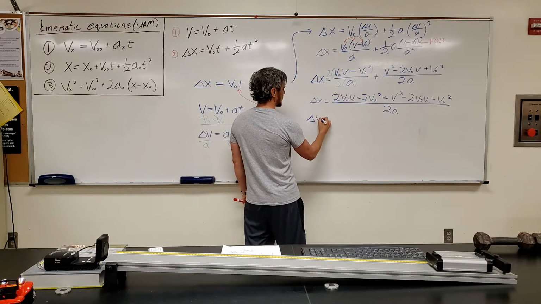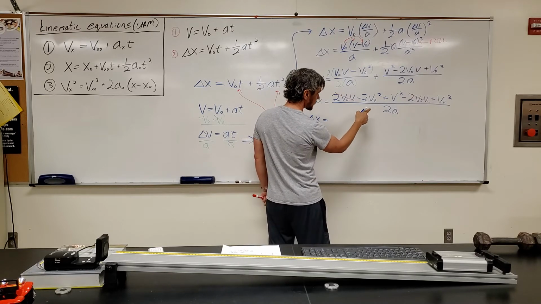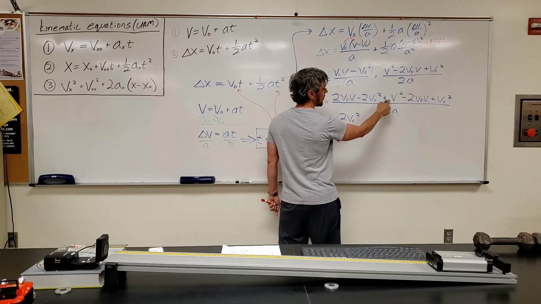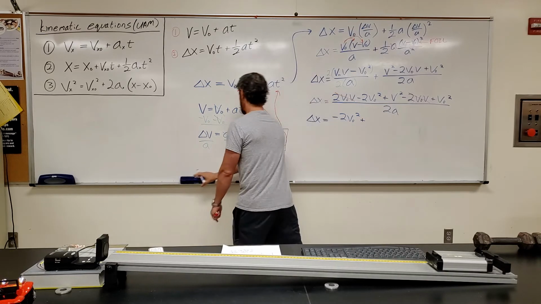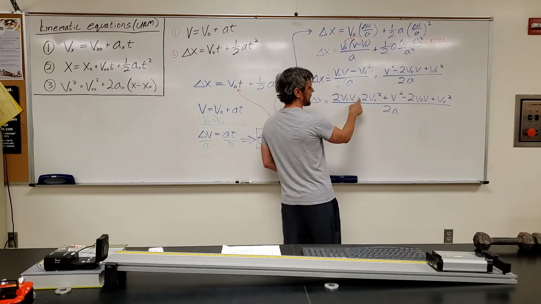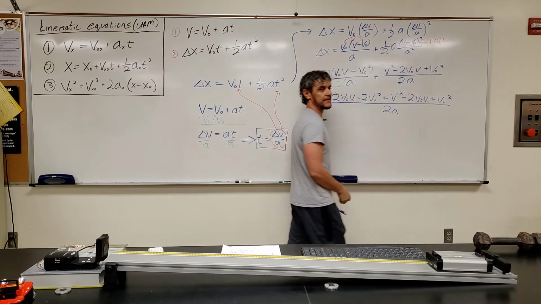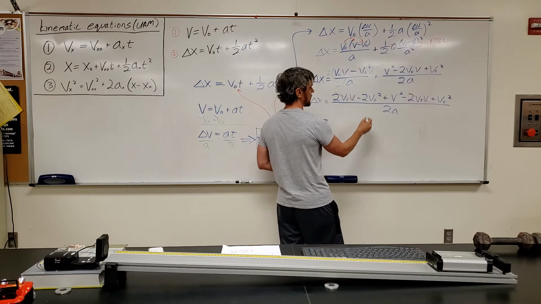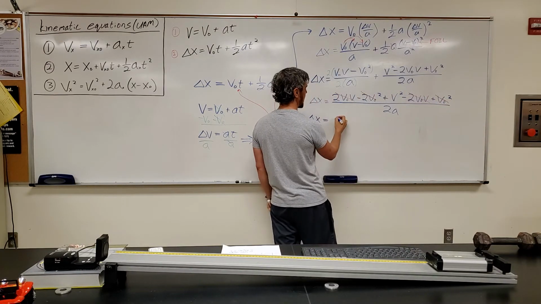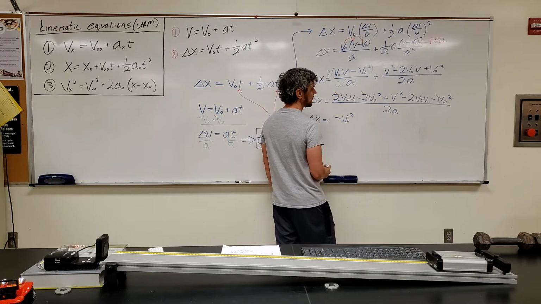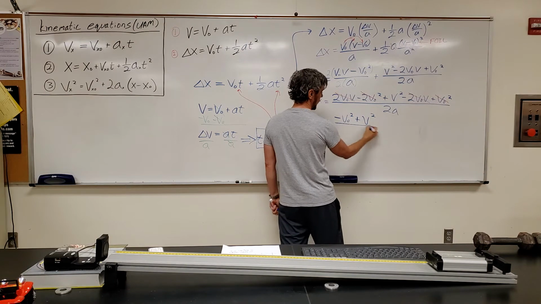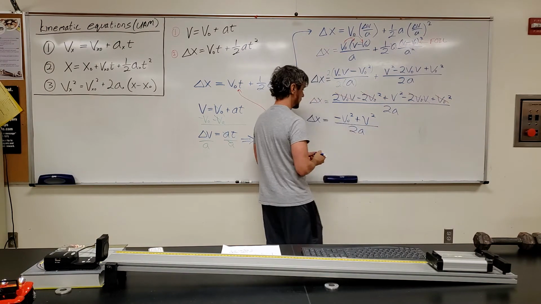All right, so I'm going to have delta x equals, what am I left with? Negative 2 v naught squared plus, oh, I'm sorry, I have more like terms. I have negative 2 v naught squared and a positive v naught squared. So whenever I simplify those, negative 2 v naught squared plus v naught squared, I'm going to have a negative v naught squared. What else do I have left in the numerator? Plus v squared. All that divided by 2a.